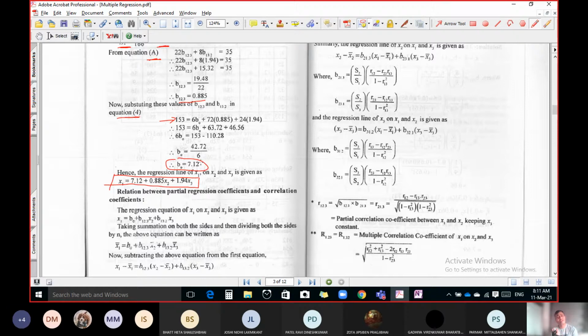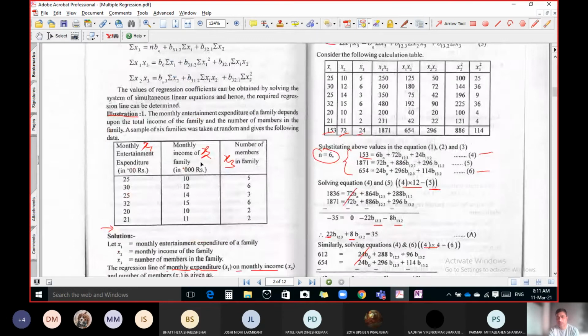So it is not difficult but definitely time consuming because we require a lot of calculation here. See, this type of calculations we require.